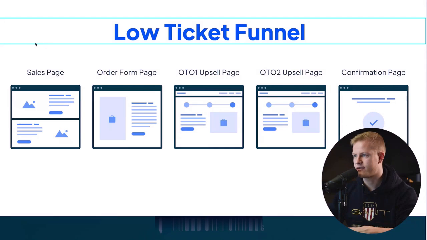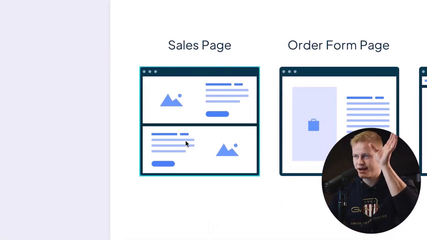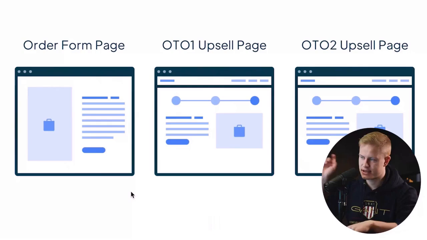Then we have low ticket funnels, sales page. Again, we have a simple sales page that just sells one offer. So it's not a homepage where you build trust, credibility, and all that for your brand, it's more for that specific offer. And obviously the brand is a part of that. Order form, one-time offer or upsell. They can click, yes, I want this, or no, I don't want this.